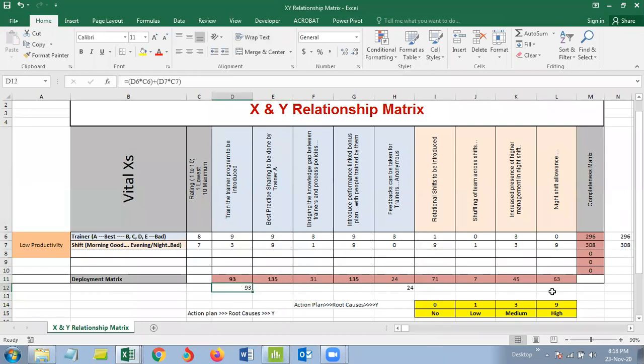Now, how are these values calculated? Let's quickly have a look at it. Open up the bracket: this multiplied by the weightage plus this multiplied by the weightage. That's how we get it. Let me show you one more. For this one, this multiplied by the weightage plus this multiplied by this weightage. So you get this scoring. Ultimately, we need to get the scoring because deployment matrix is what we say. We will be deploying it. We will be implementing it. This is the deployment part.